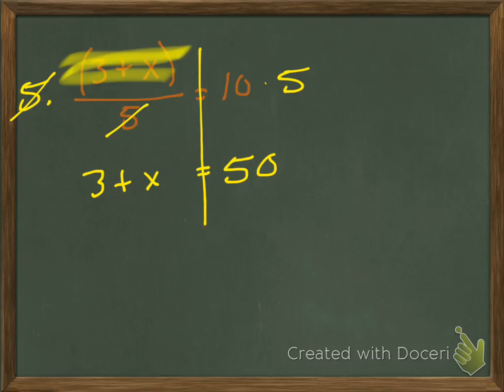Now I can get my x by itself. In order to do that, the opposite of 3 would be a negative 3. So I'm going to add a negative 3 to both sides. The 3s are going to cancel out. And that's going to leave me with x is equal to 50 minus 3, which is going to give me 47.